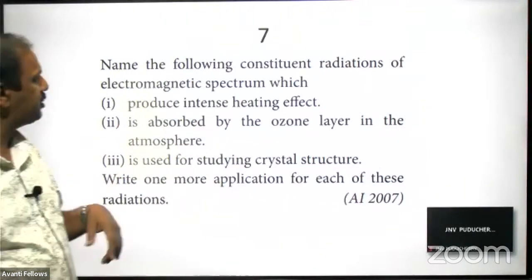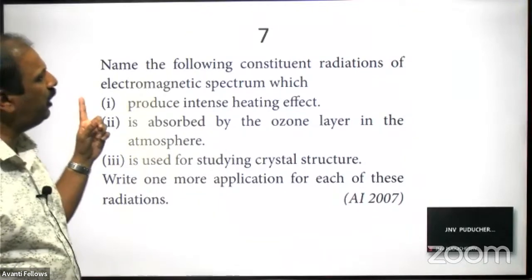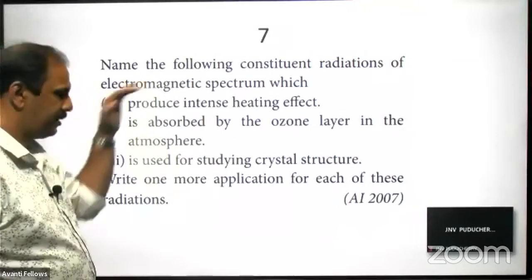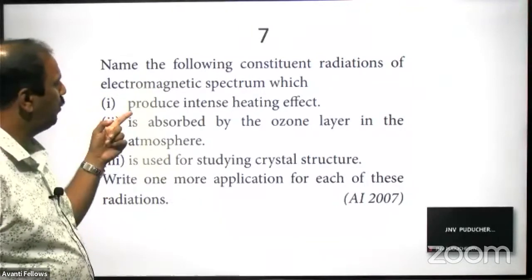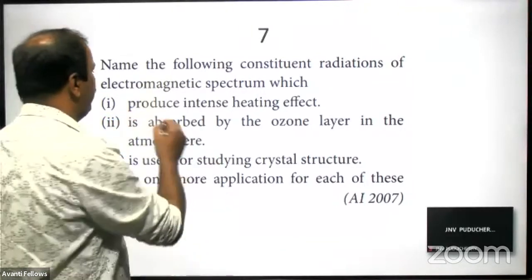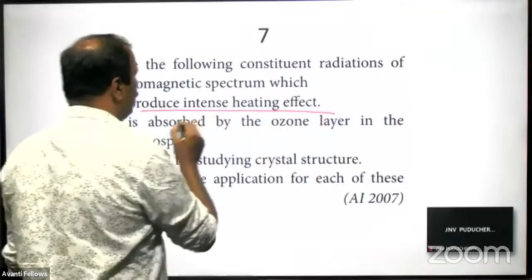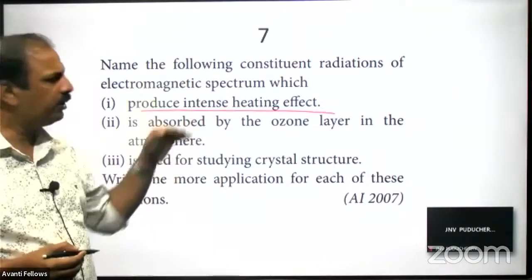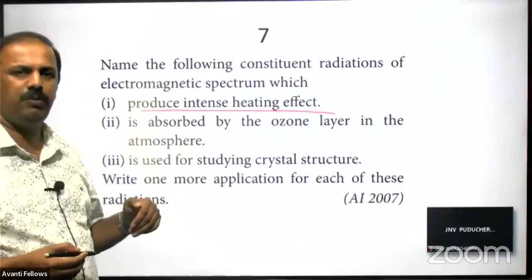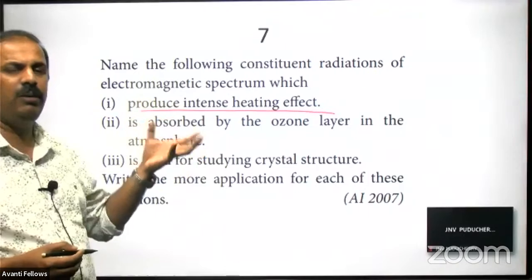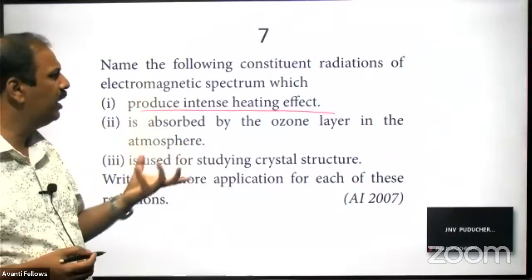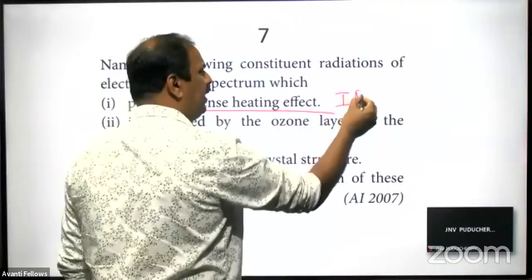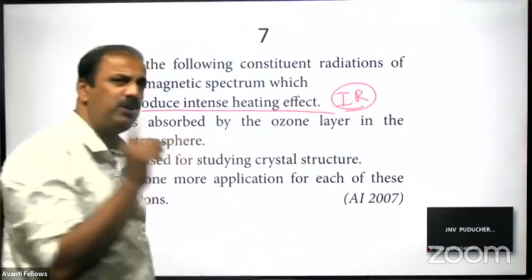Now again a similar question. Name the following constituents of the electromagnetic spectrum, which is the same thing, application. Produces intense heating effect. Which radiation will produce intense heating effect? So the heating effect is produced by which type of radiation? Just now we told the hot objects produce infrared. So this is in 2 ways. Listen carefully. Infrared is related with heat in 2 ways.